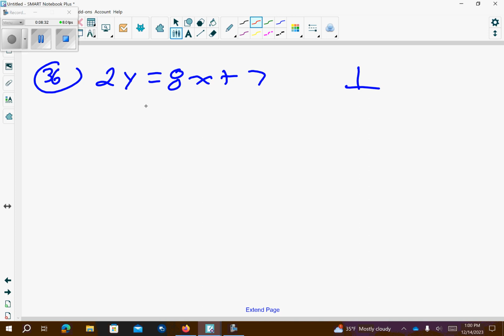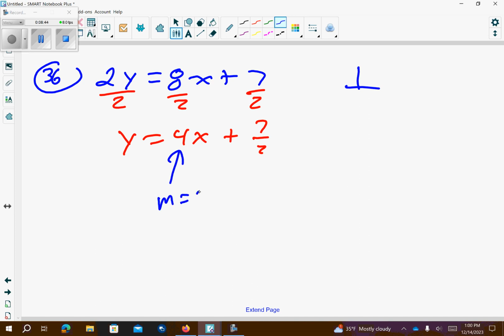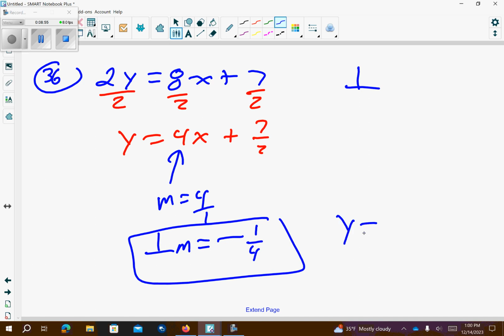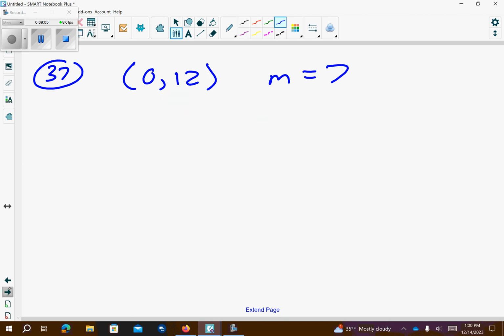36. What is perpendicular? So first thing I have to do is I'm going to divide everything by 2. So I get y equals 4x plus 7 over 2. Your slope is 4. So what I want to do is I want the perpendicular slope. So it's a positive 4 here. It's going to be negative here. This is 4 over 1, so make this 1 over 4. So figure out which equation has 1 over 4 in the m spot. This needs to be negative 1/4 in the equation, the m value next to the x.